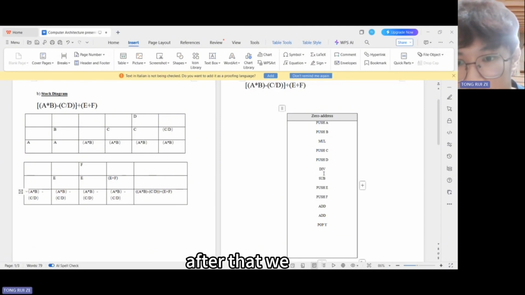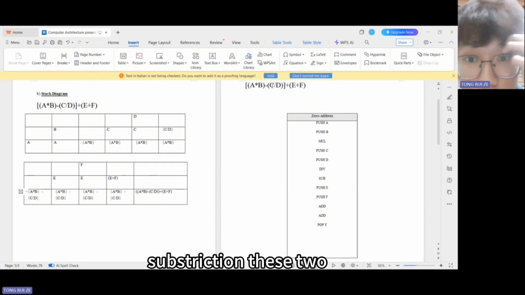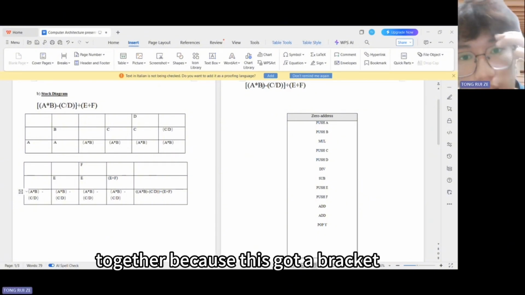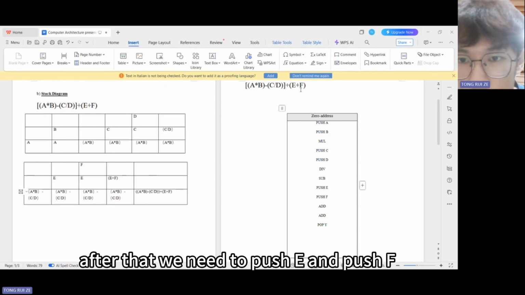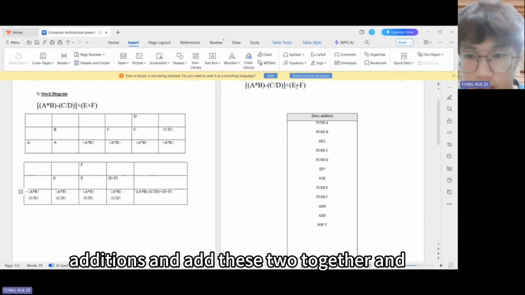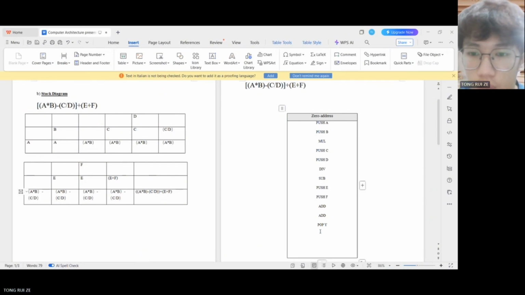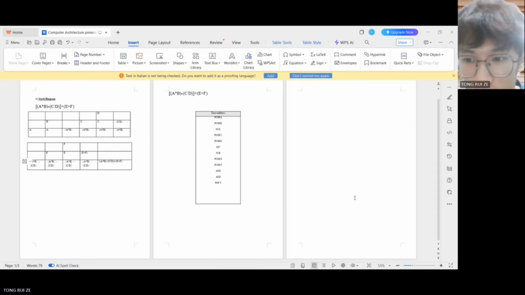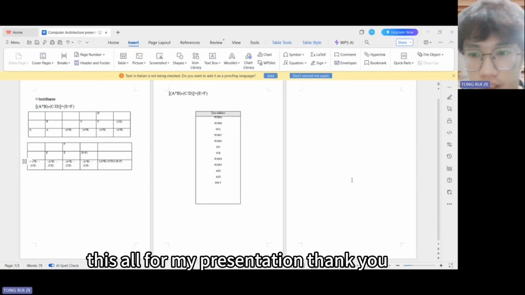After that, we subtraction these two together because this got a bracket. After that, we need to push E and push F. After that, we need to add additions and add these two together. That's all for my presentation. Thank you.